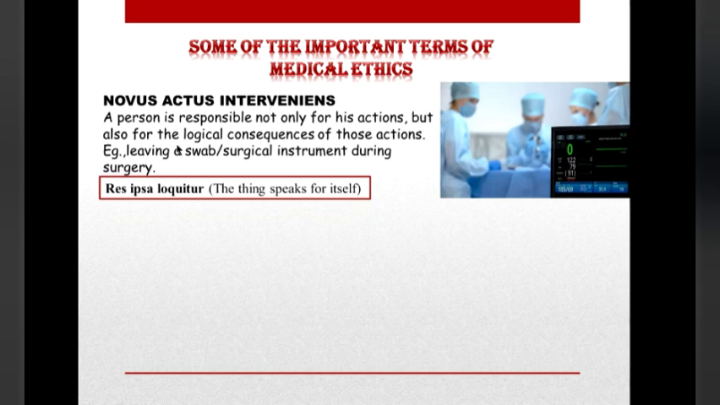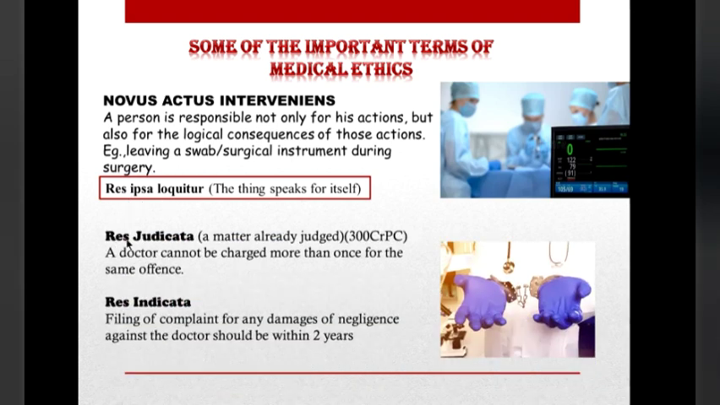Next, coming to the term res ipsa loquitur, which means the thing speaks for itself. In a case of negligence where the patient complains in court, they don't require to prove any evidence. They don't have to search for evidence because the negligence itself acts as the proof. That's what res ipsa loquitur means. Next, coming to res judicata, which means a matter already judged. Under Section 300 CRPC, a doctor cannot be charged more than once for the same offense by a patient. If the patient wants to change, then they can go for an appeal in the higher court.